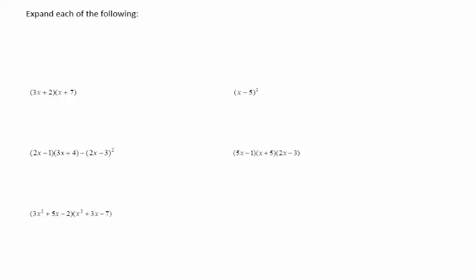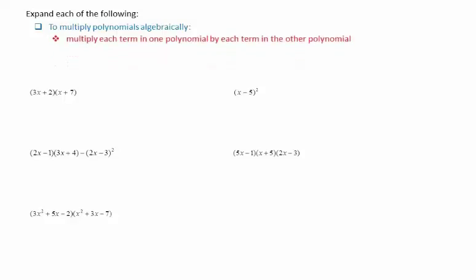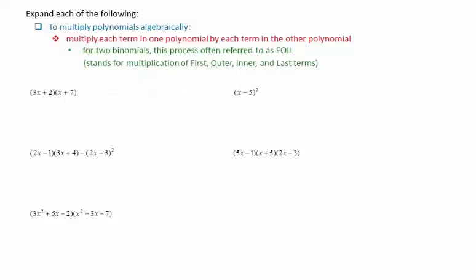Expand each of the following. To multiply polynomials algebraically, simply multiply each term in one polynomial by each term in the other polynomial. For the case of two binomials, this process is often referred to as FOIL. This stands for the multiplication of the first, outer, inner, and last terms.